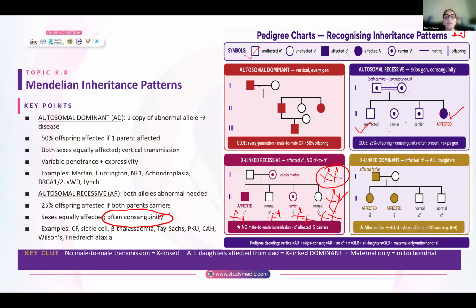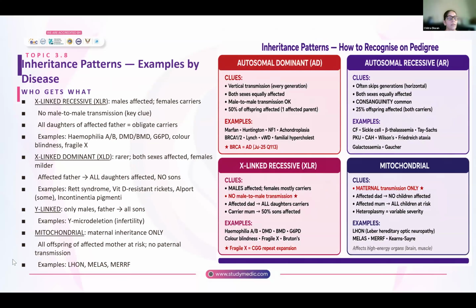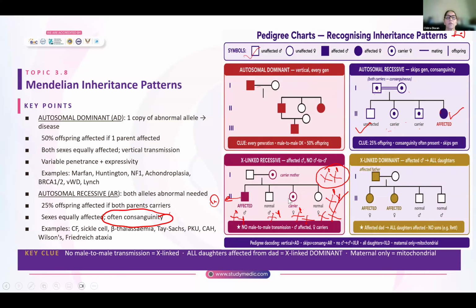And this male, what is going to happen is the daughters of this affected male are going to be carriers, unless this affected male again marries a female that is affected or has the disease. If the partner of this affected male is a normal female, the daughters are all going to be carriers and all the sons are going to be normal. Okay.